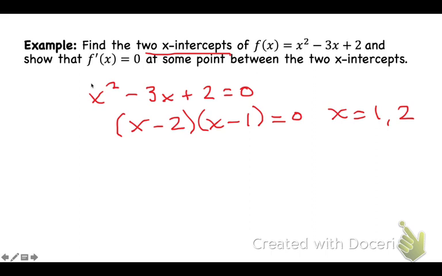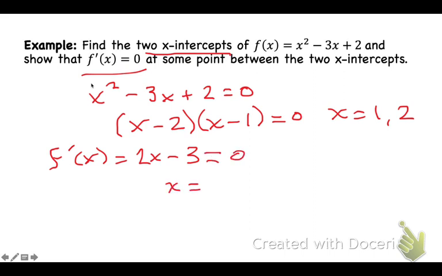And then it says, then show that f prime of x equals 0 somewhere between those 2 points. So now I need to find the derivative. So what is the derivative? 2x minus 3. And then I have to set that equal to 0, because it tells me to, right? So x equals what? Add 3, divide by 2?